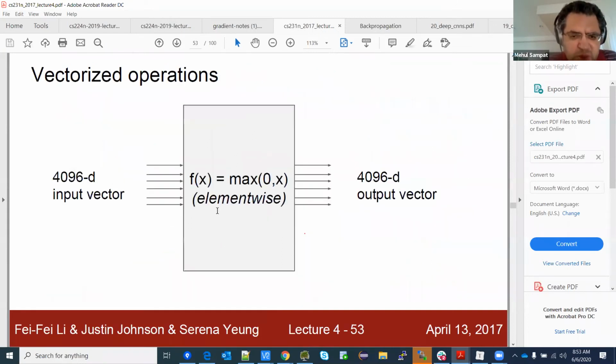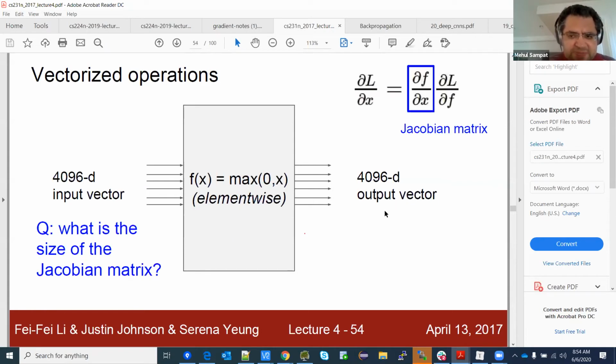And then they show the vectorized way of doing this. So you have a 4096-dimensional input vector, and if you just had the element-wise max, they go through the local derivative of f with respect to x.